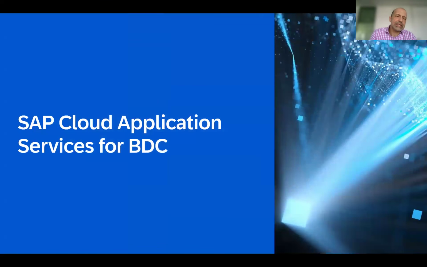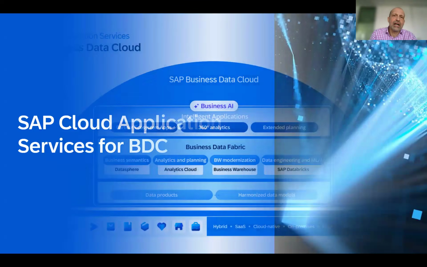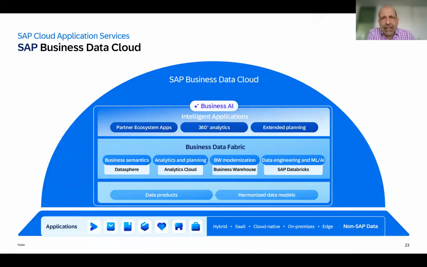Another area where we support is the SAP Cloud Application Services for BDC, for Business Data Cloud. Here, just as a reminder, how Business Data Cloud is built from the infrastructure or the architecture side. We have on top Business AI, then we have different applications in an intelligent applications layer. We have the Business Data Fabric, and then below that, of course, we have the data products and the data models. And they take data from the applications and can be used then afterwards for aggregated real-time reporting.